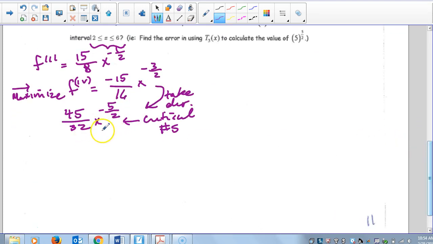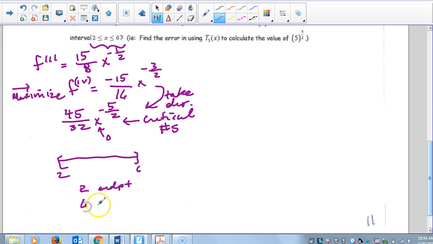Now the only critical number would be 0, right? Because that's going to be x to the 5/2 on the bottom of the fraction. But my interval is only on 2, 6. So 0 is not included. It's not relevant for this. So I check the endpoints only. So I'm going to check 2 because it's an endpoint.